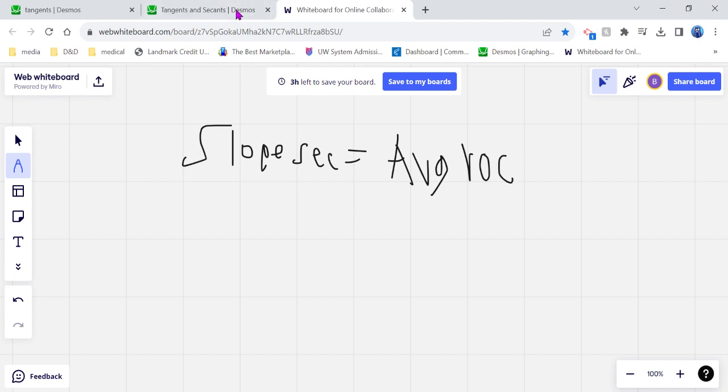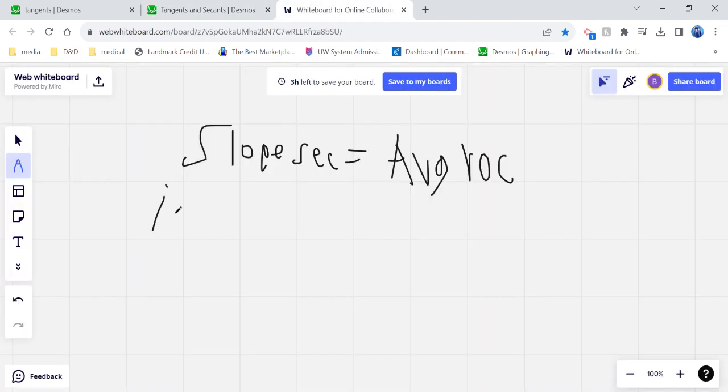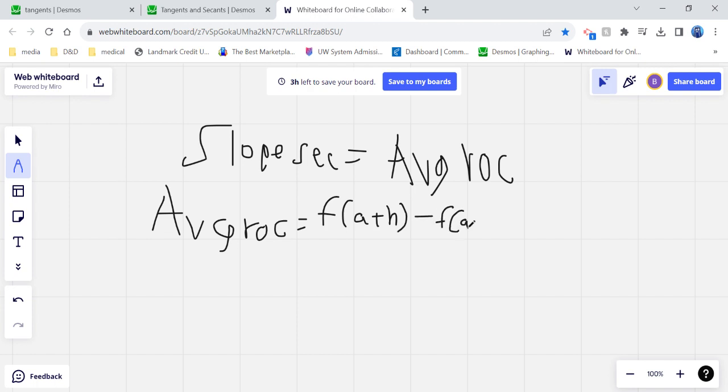And we're actually going to give a new formula to average rate of change. It'll be a slight modification of this f of b minus f of a kind of formula. So we're going to say instead that average rate of change is equal to f of a plus h, minus f of a, over h.